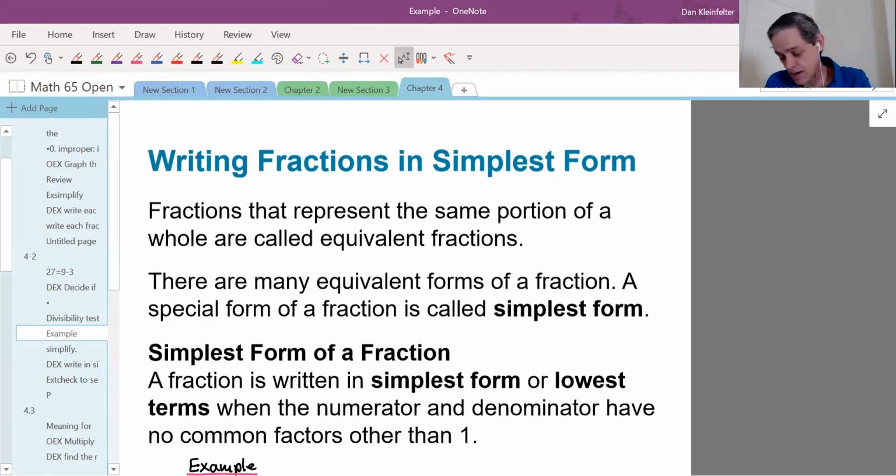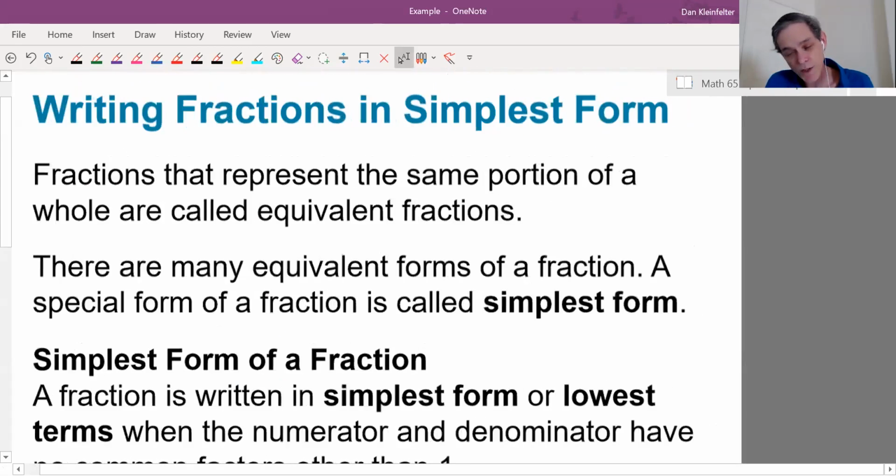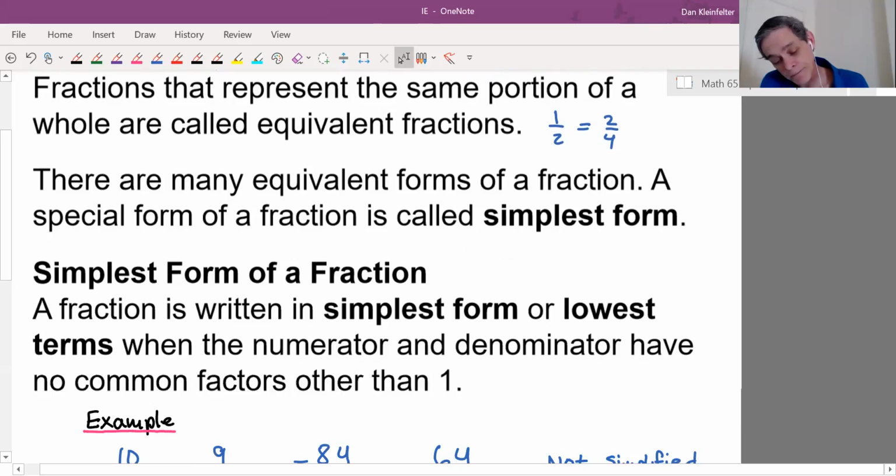Okay, so that said, how do you simplify fractions? Little words first. Writing fractions in simplest form. Fractions that represent the same portion of a whole are called equivalent fractions. As an example, 1/2 and 2/4 are equivalent fractions. They represent the same value, although they do look different.